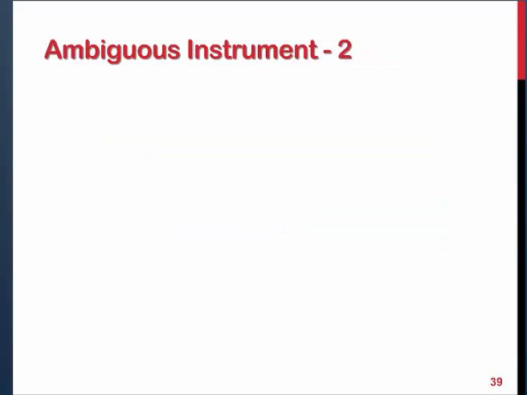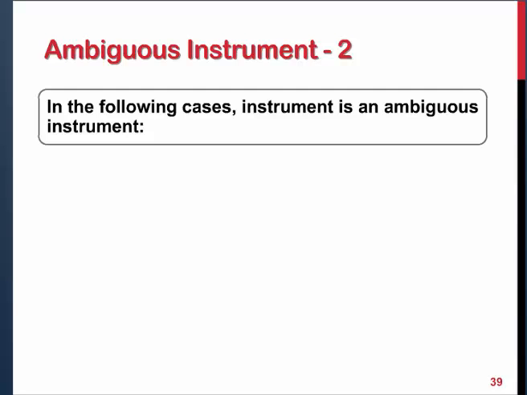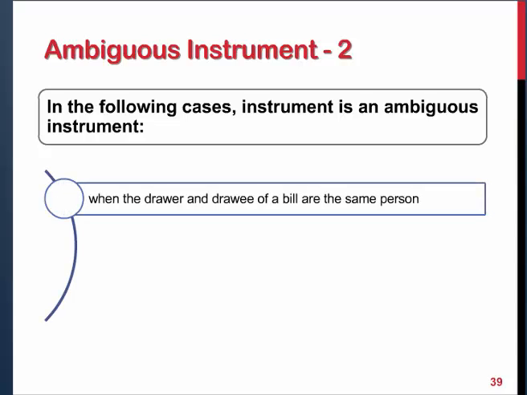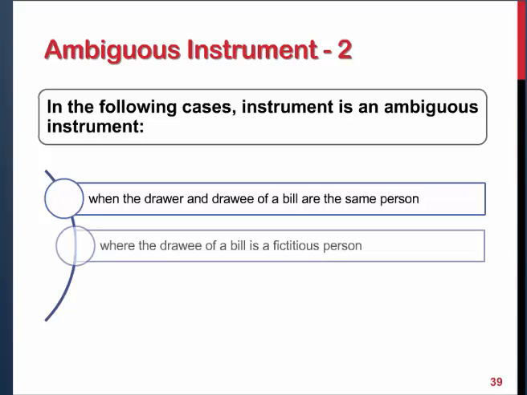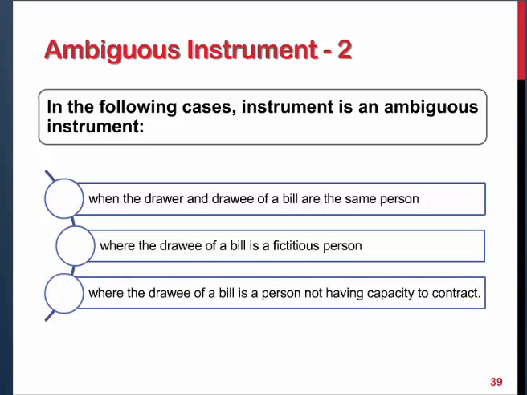In the following cases, an instrument is an ambiguous instrument. When the drawer and drawee of a bill are the same person. When the drawee of a bill is a fictitious person. When the drawee of a bill is a person not having capacity to contract.